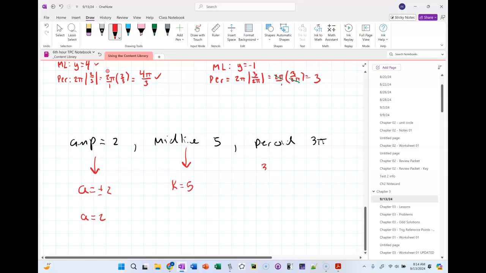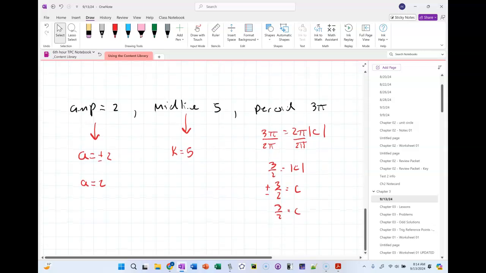And the period is 3 pi, so that tells me 3 pi is equal to 2 pi times the absolute value of C. Divide both sides by 2 pi. The pi's cancel. And since the absolute value of C equals 3 over 2, I know that C could be positive or negative. Doesn't matter which one, because I haven't given any other details about what's going on with the graph, so I can pick either one. I'm just going to pick the positive.